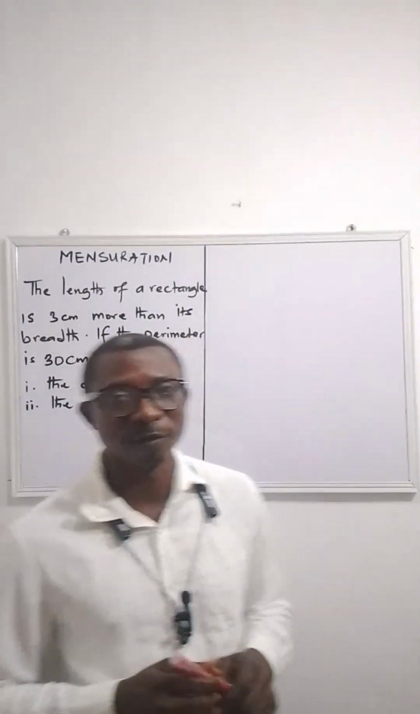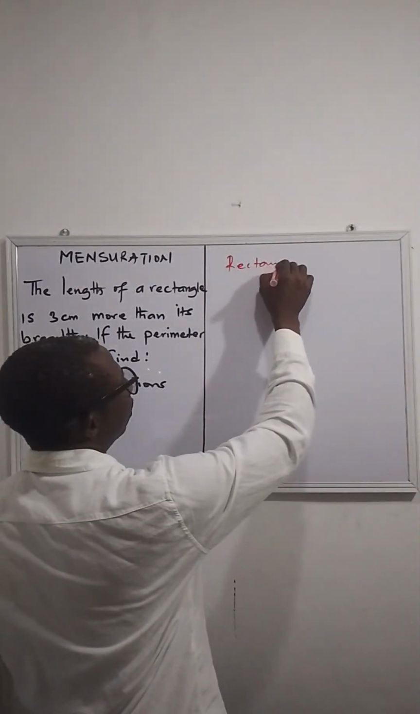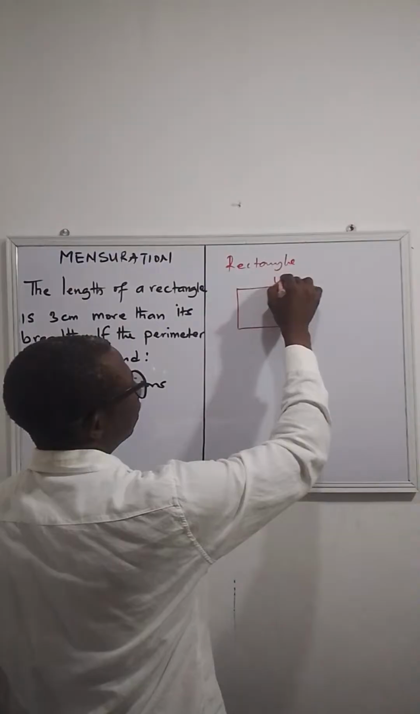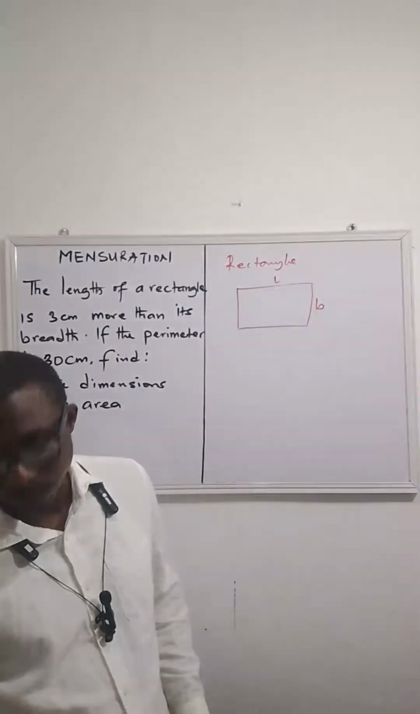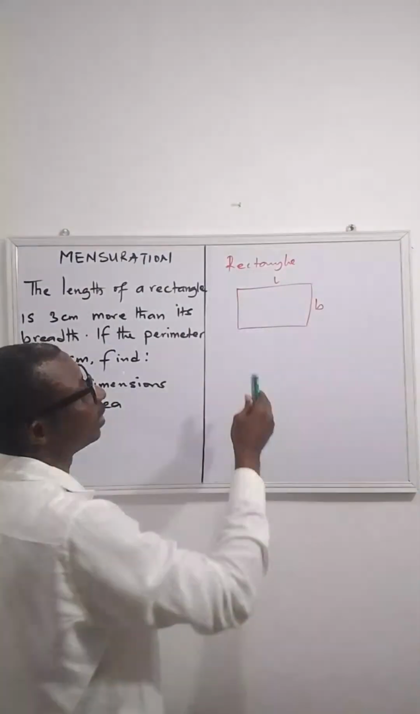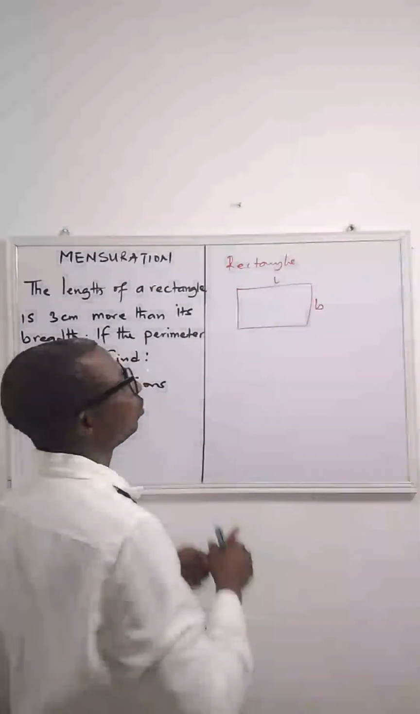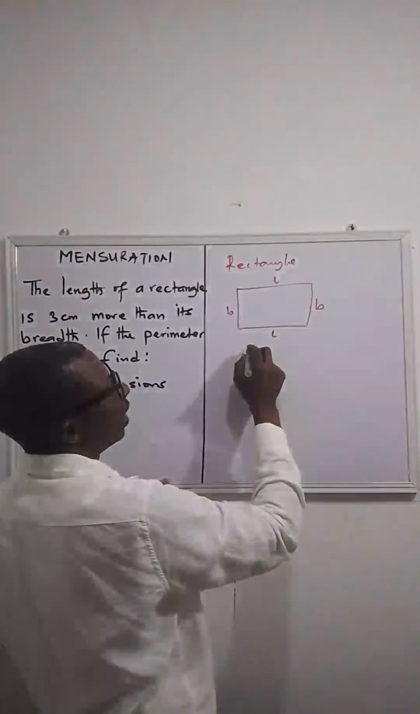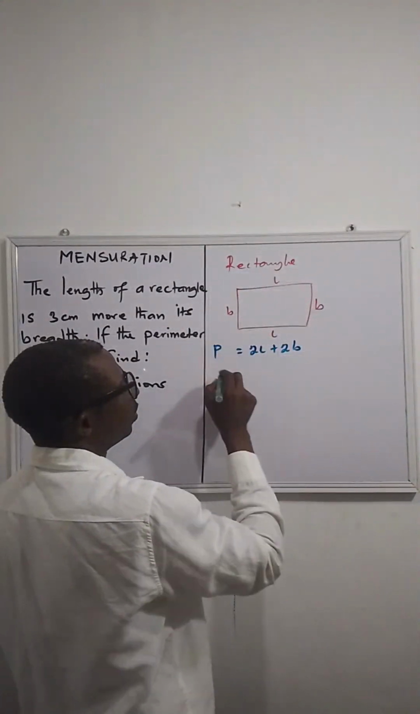Let me start with the first one, which is the rectangle. A rectangle is a plane shape. Now the rectangle looks like this. This is the length and this is the breadth. The length is always longer than the breadth. So we can find the perimeter of this rectangle. The perimeter is the addition of all the sides together. When you look at this, we have two lengths and two breadths. So if I add everything together, I have two lengths plus two breadths.